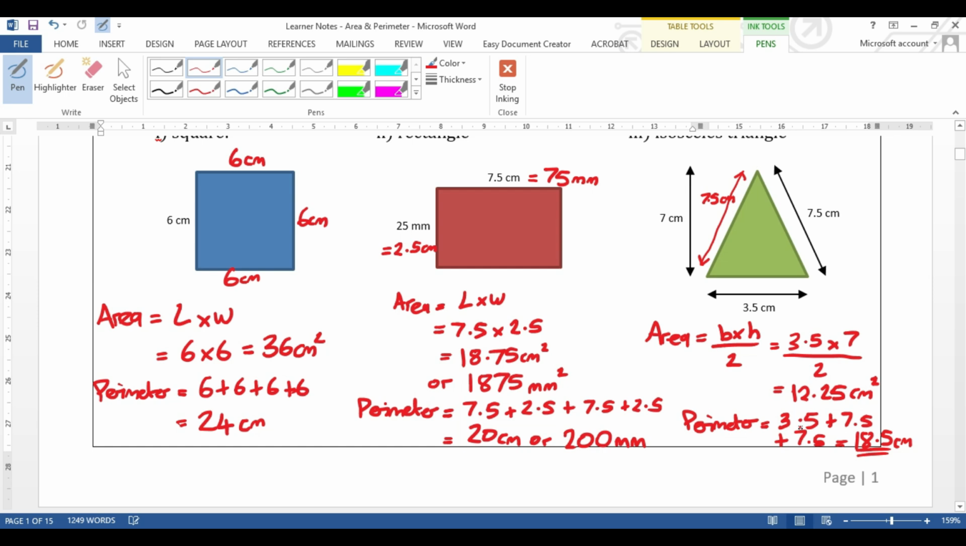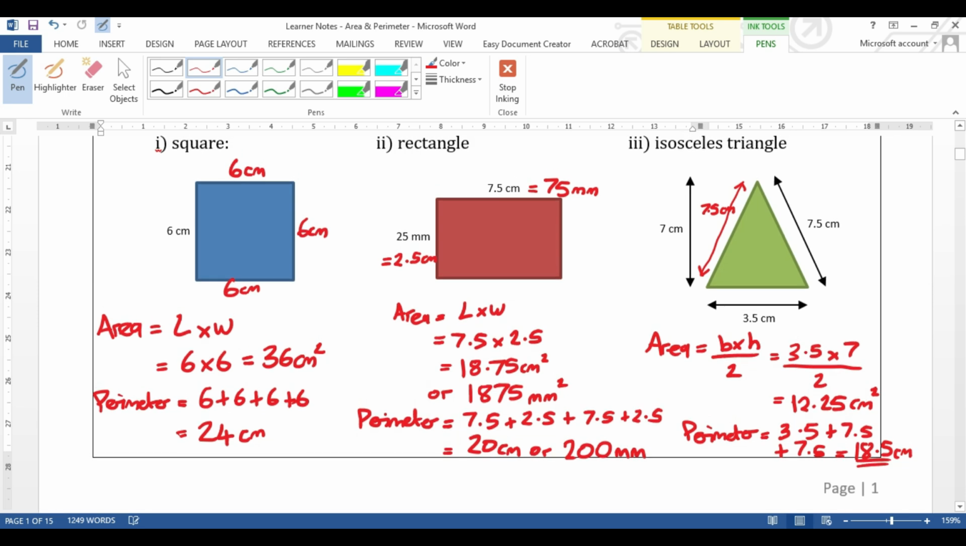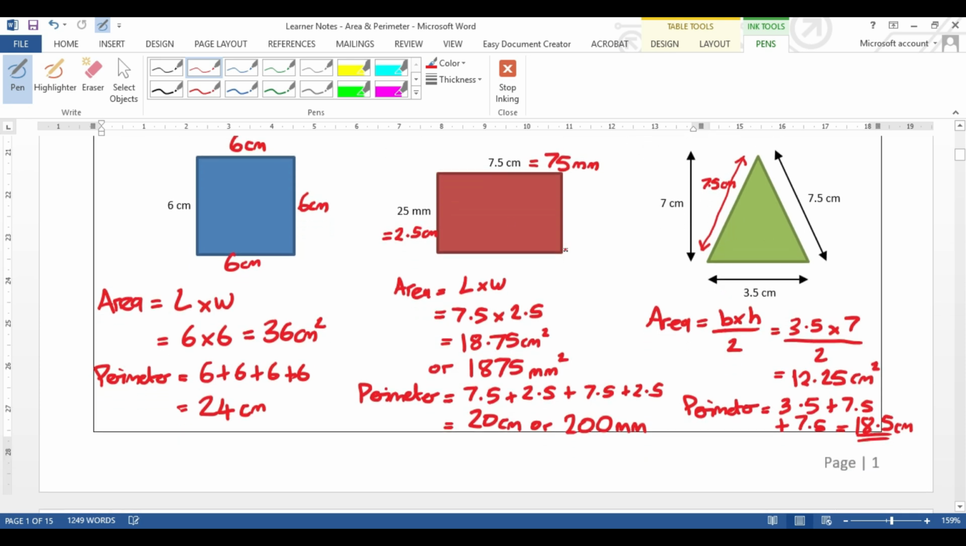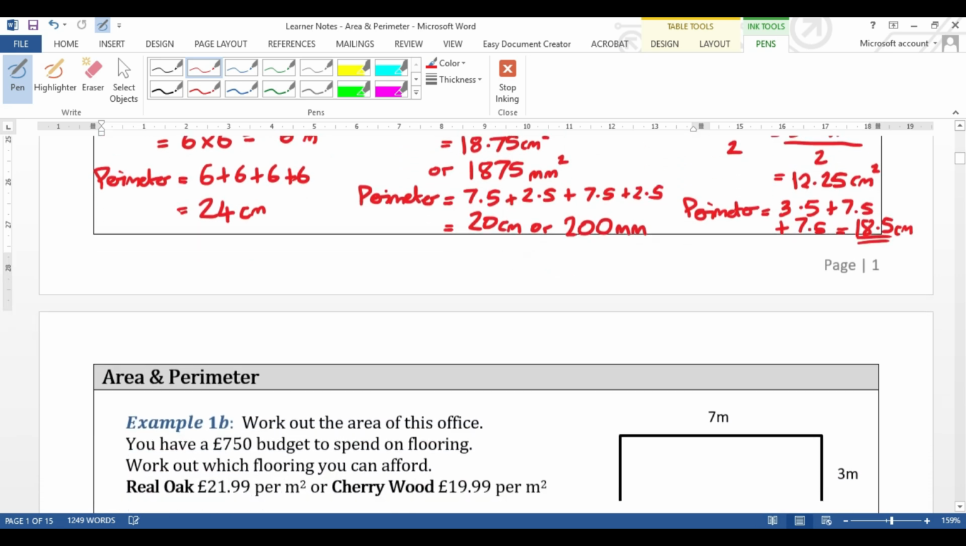Yep, so there's your answers. And we didn't have to change anything for that one because they were all in centimeters anyway. Hopefully you guys got the same answers, and if you didn't, hopefully it made sense why. Just be careful, especially with that triangle. Let's have a look at the next section.